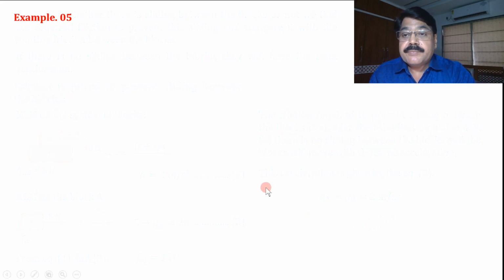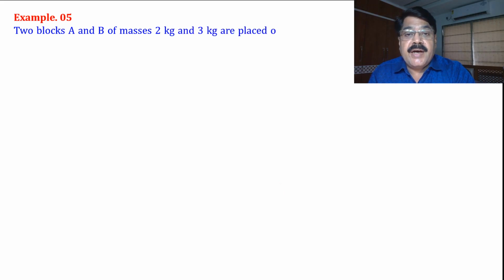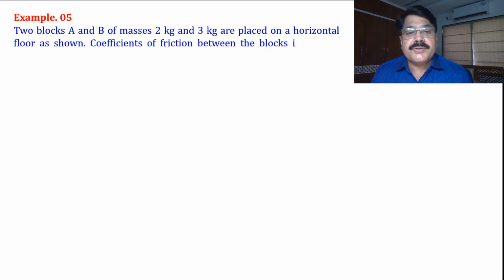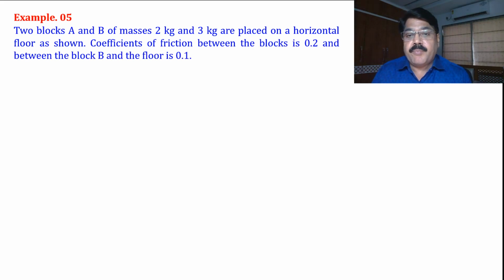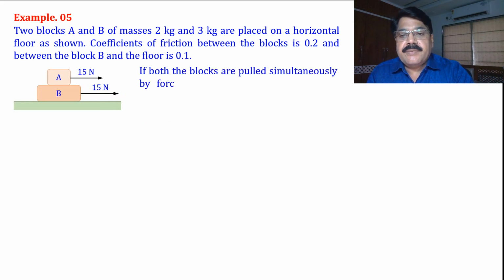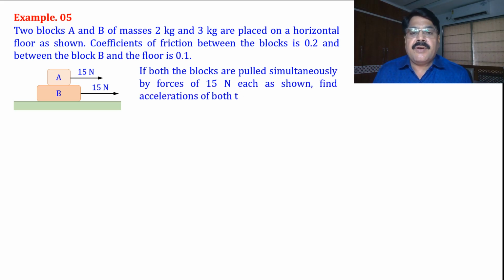Example 5. Two blocks A and B of masses 2 kg and 3 kg are placed on a horizontal floor as shown. The coefficient of friction between the blocks is 0.2 and between block B and the floor is 0.1, the same data. But the forces I am assuming different. Here 15 Newton and 50 Newton. If both the blocks are pulled simultaneously by forces as shown, find the accelerations of both the blocks.